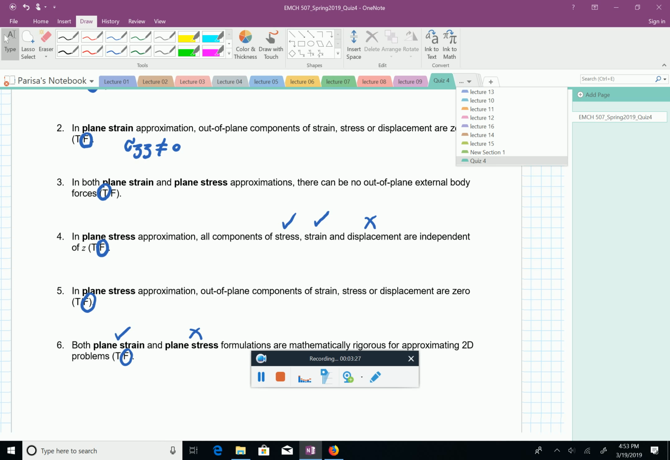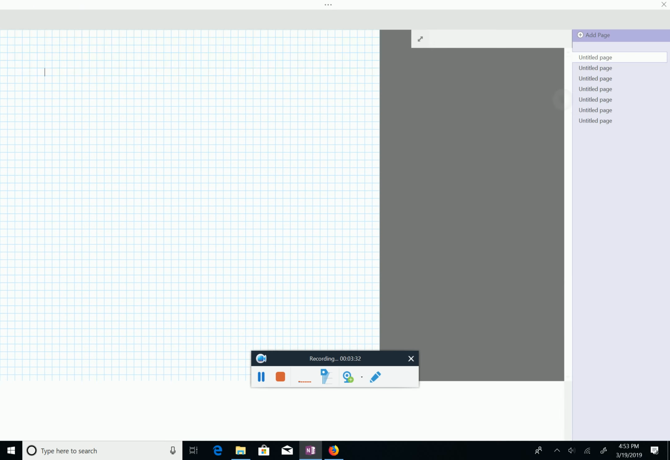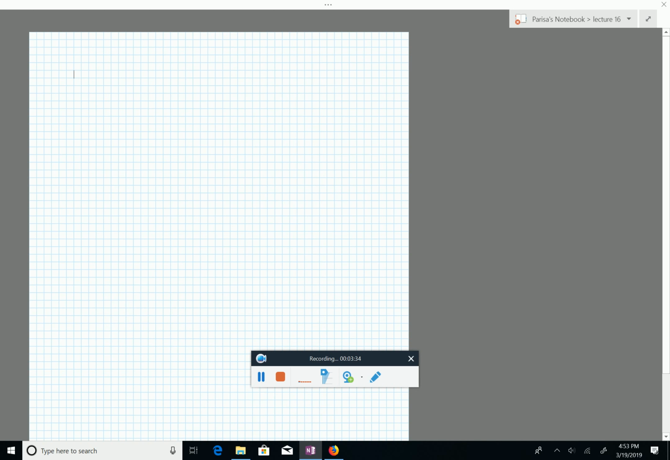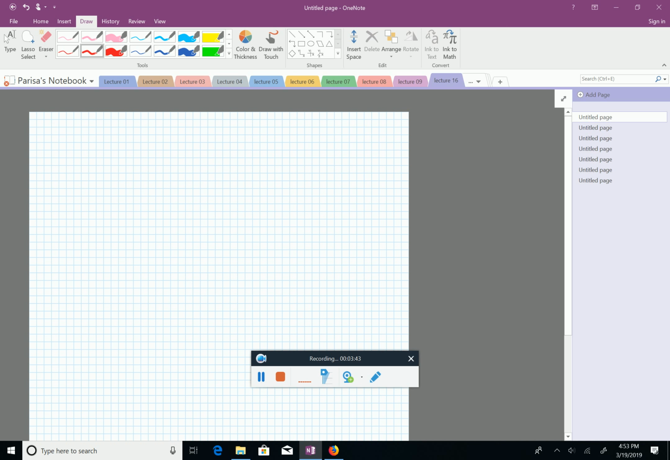So now let's look at one other form of plane stress. There are a few others, but this is the last one we look at, the generalized plane stress, which you may not have heard about before.